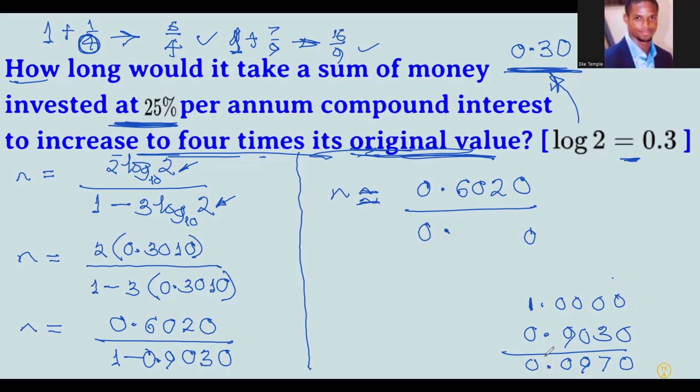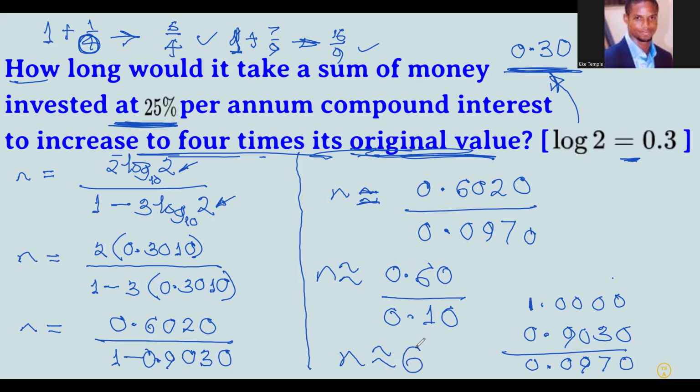So if I have to approximate this, after I have 0.970 here, I'll have n approximated to 2 decimal places both ways, 0.60 divided by 0.9030, and this gives us n is approximately 6 years. So this amount of money requires 6 years to grow to 4 times its original value. So 0.60 divided by 0.10 gives us 6 years, and that is the final answer.